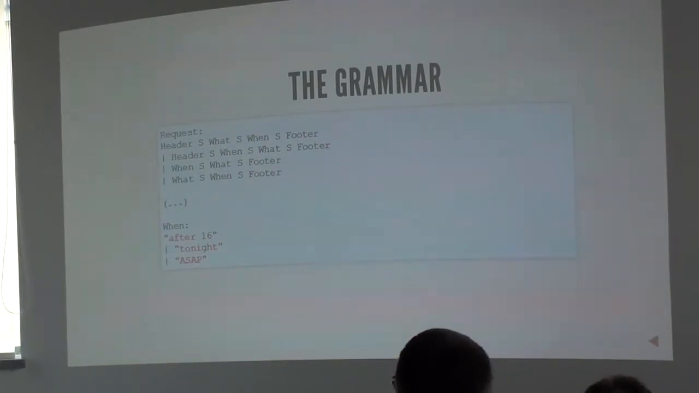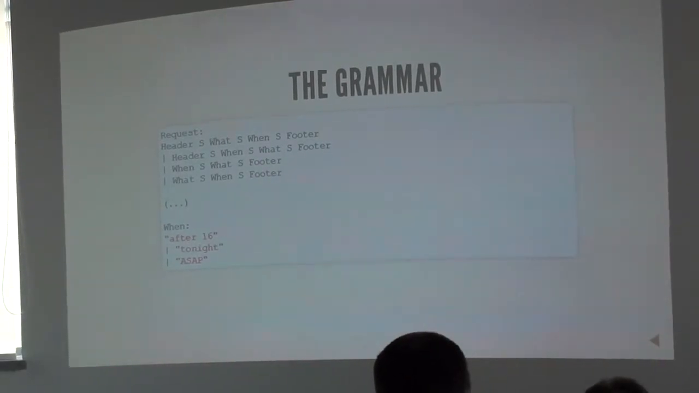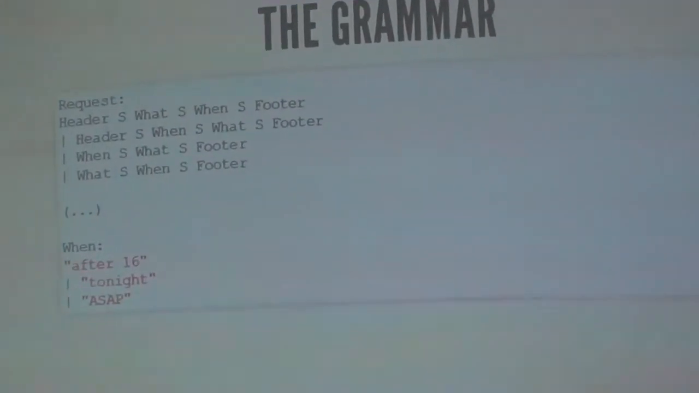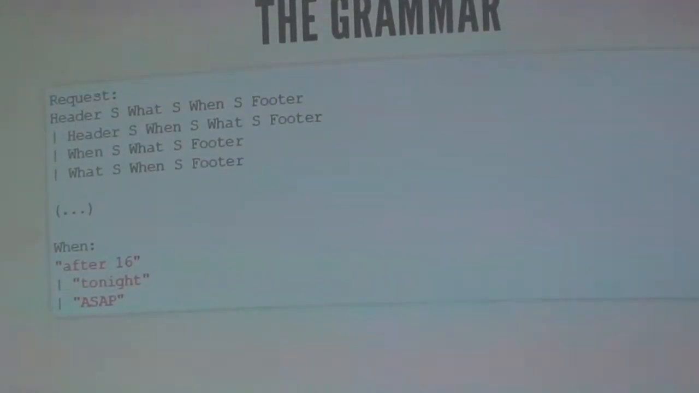Our email request would be a header followed by an optional white space and followed by what to run, when to run it, and an email footer. But those two parts, what to run and when to run it, can be switched. So we should also provide this as a viable alternative. And for example, those when parts, if our system is complex enough, we have ways to deal with statements such as ASAP, such as tonight, or before 16, after 11, some things like this.